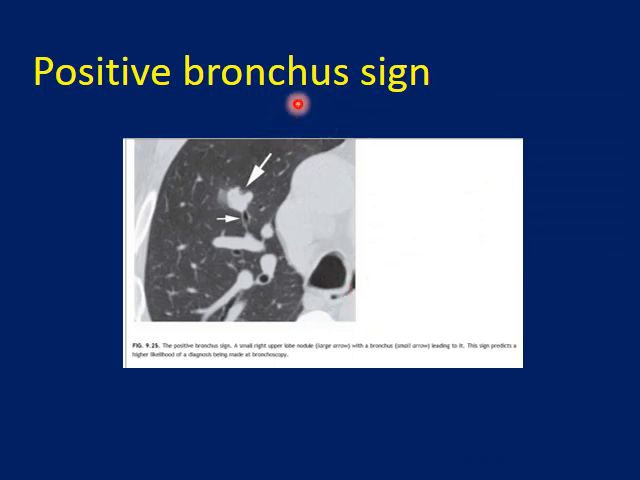This is actually not of importance to make a diagnosis, but it has an importance for our colleagues who do bronchoscopy. Presence of positive bronchus sign. It means that you see a bronchus reaching to the lesion. This is very good to the physician because he knows that he can reach the lesion through this patent bronchus to take biopsy or to see it. Okay, this is helpful. This is called positive bronchus sign.